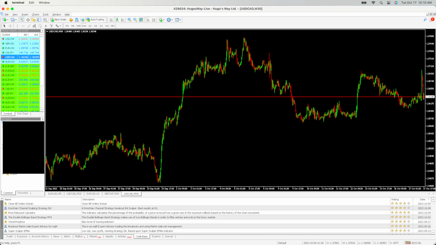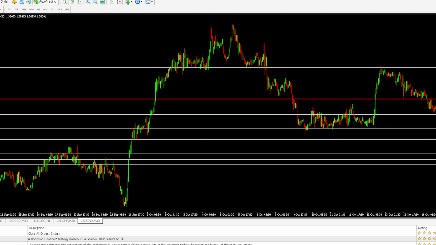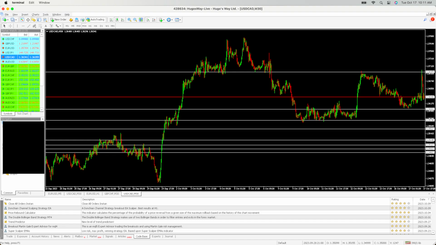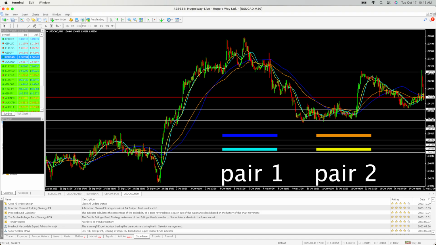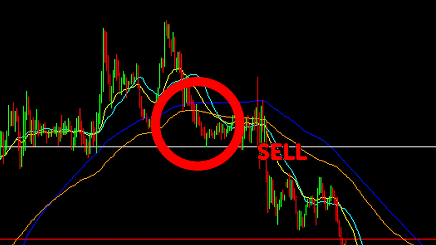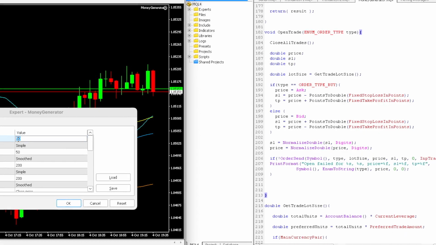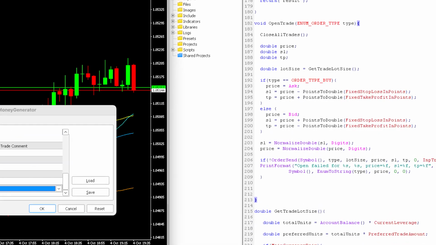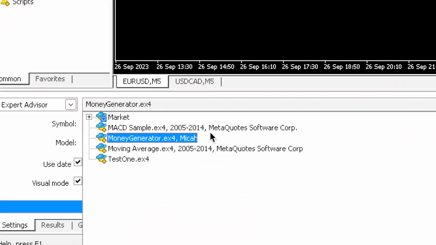So the bot will do 3 things. 1. Automatically draw its own support and resistance lines on the chart. 2. Be able to draw 4 separate moving average lines. 3. Be able to trade automatically based on these lines crossing at specific times. I don't want to bore you guys with everything the bot does because it's over 400 lines of code, so let's just test it now with the demo account first.